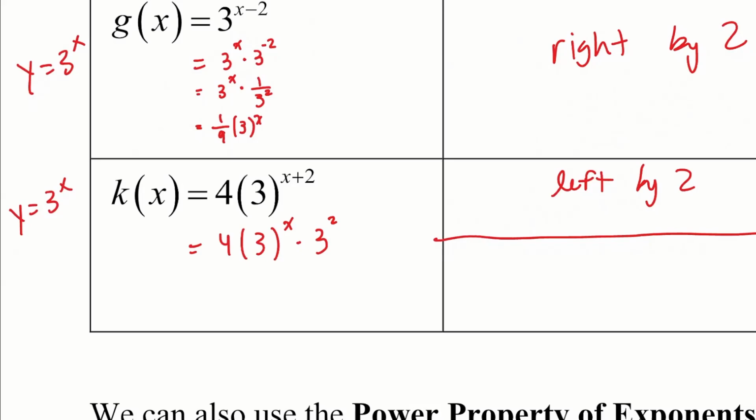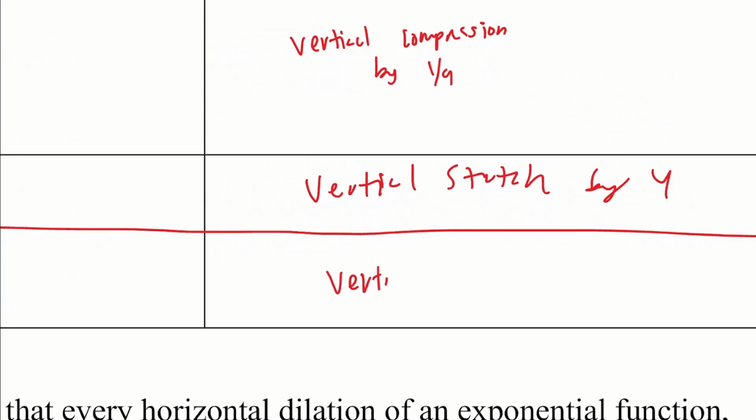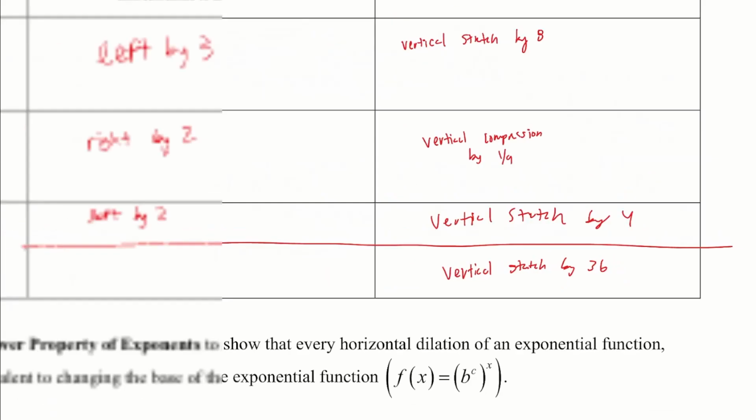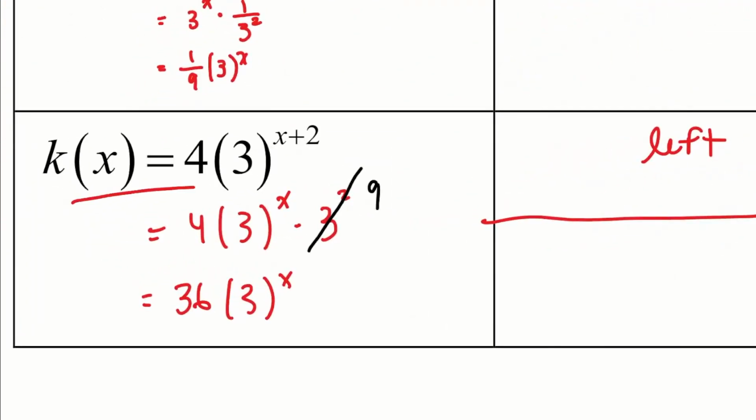I know that 3 to the power of 2 is 9. And we'll take 9 times 4, which becomes 36, times 3 to the power of x. And so now, based on this last statement that I wrote, I can claim that the original statement is the same thing as a vertical stretch by 36. So if you were to use this as your parent function originally, then you would claim that it's a vertical stretch by 9.